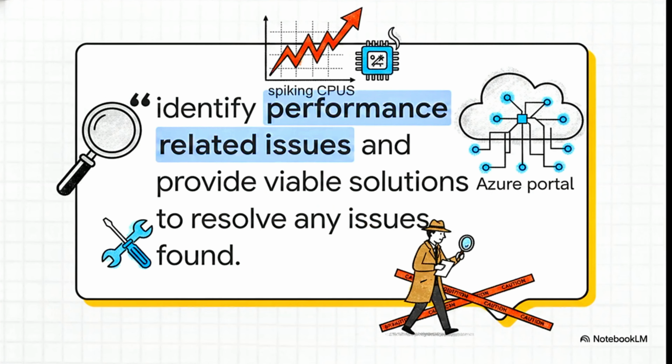First things first, here is your official assignment. Quoting straight from our source material here, you have been hired as a database administrator to identify performance-related issues and provide viable solutions to resolve any issues found. So, that's your roleplay mission today. You're the lead DBA, and you're stepping onto a digital crime scene of spiking CPUs. Your main tool? The Azure Portal. Your objective? Figure out exactly what is choking the system, and more importantly, why.